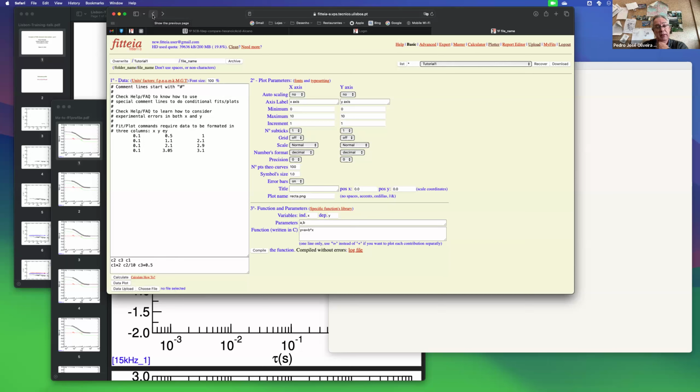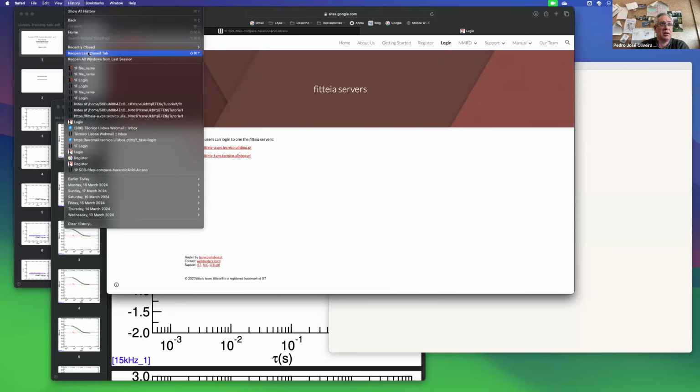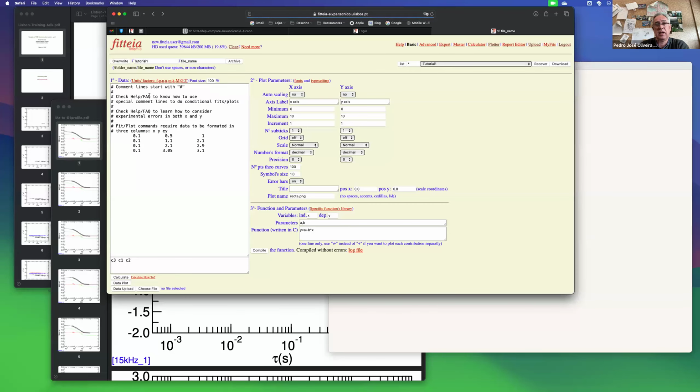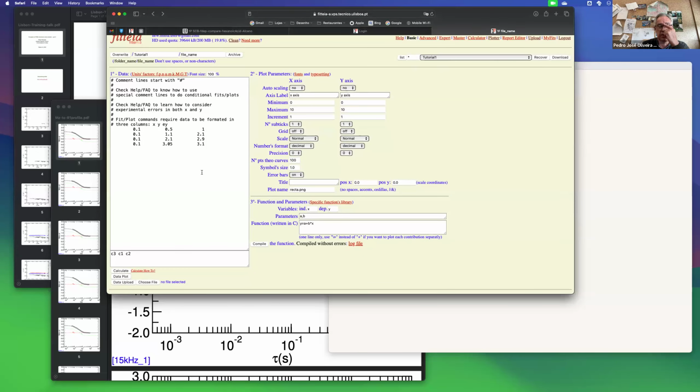backwards button in your browser, and you recover immediately what you had before. Even if you close this tab by accident, I can go back to history, and I can reopen the last closed tab, and I get it back. So it is handy to play with this, working with a browser for this purpose. So let me get back this C2, C3, C1.